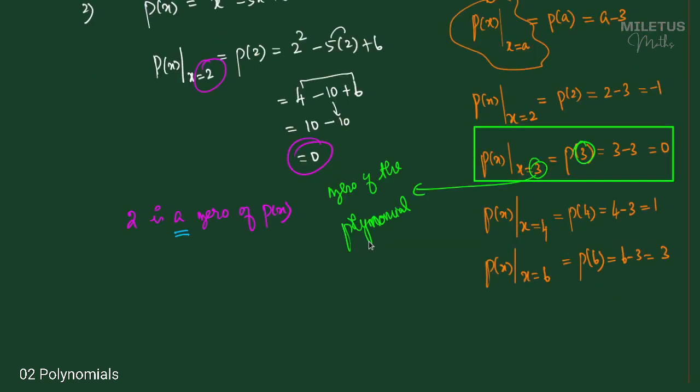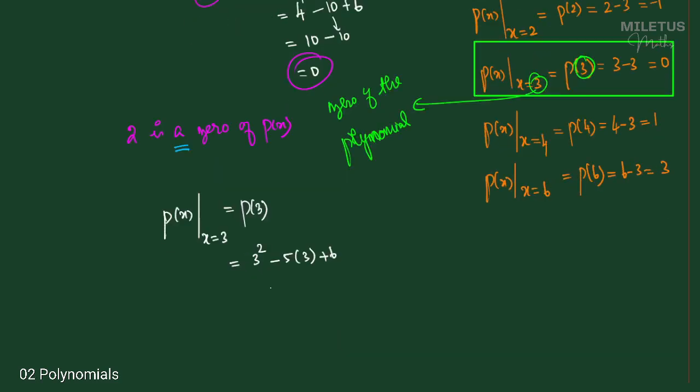Let's take one more value. Along with 2, let's also check the same p of x at x equal to 3. That is going to be p of 3, which equals, again, x square, that means 3 square, minus 5 times x, that is 5 times 3, plus 6. Finally, 3 square is 9, minus 5 3s are 15, plus 6. I can add 9 and 6 to give 15, and with the minus 15, that gives me 0 here.